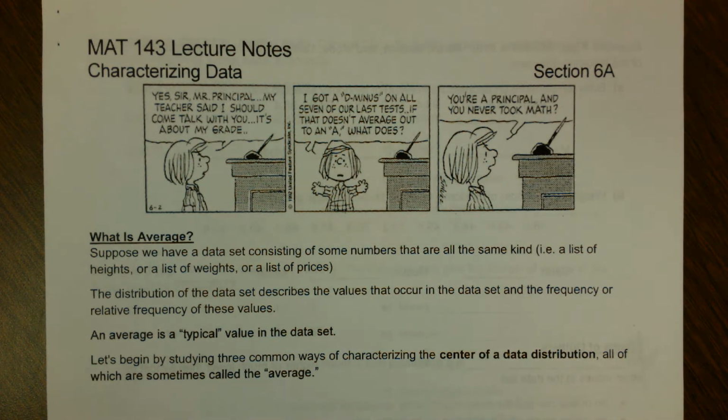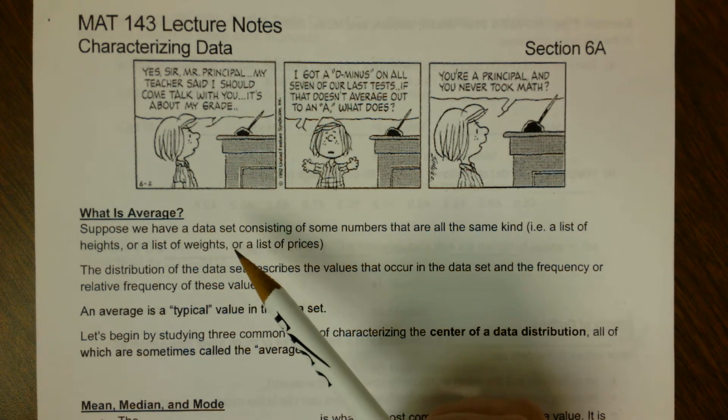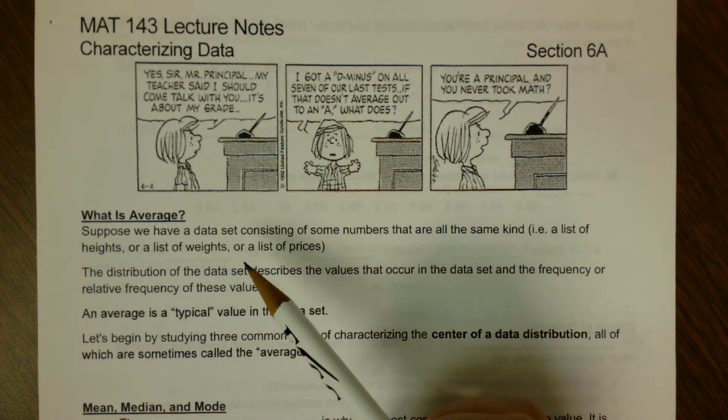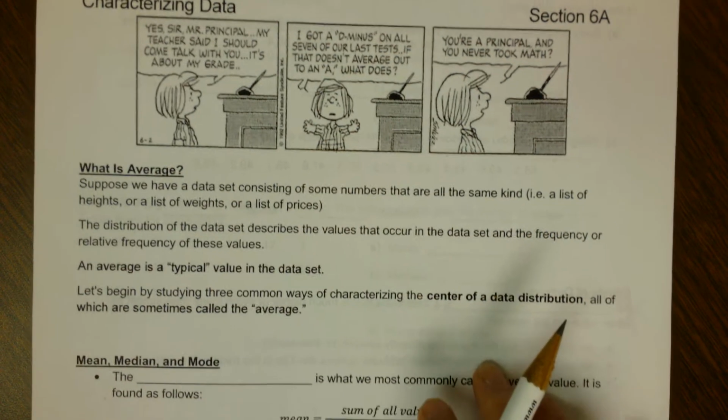Okay, so section 6A, we're talking about characterizing data. So basically the math part of all this. So we're starting to talk about averages. So there are different ways to talk about average. The most common way we think of is what in math we call the mean.